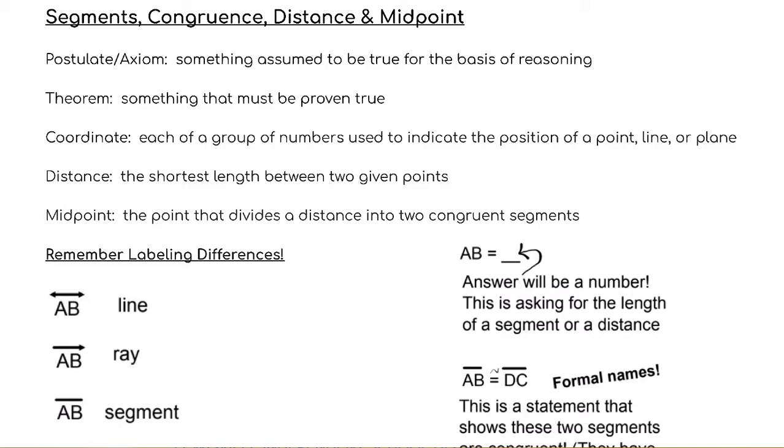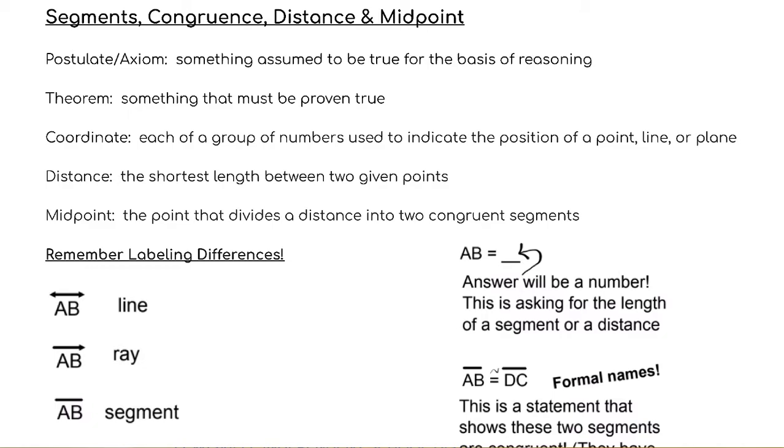Today we're going to be looking at segments, congruence, distance, and midpoint. Today's terms are a postulate or axiom. This is something assumed to be true for the basis of reasoning. Theorem, something that must be proven true. Coordinate, each of a group of numbers used to indicate the position of a point, line, or plane.